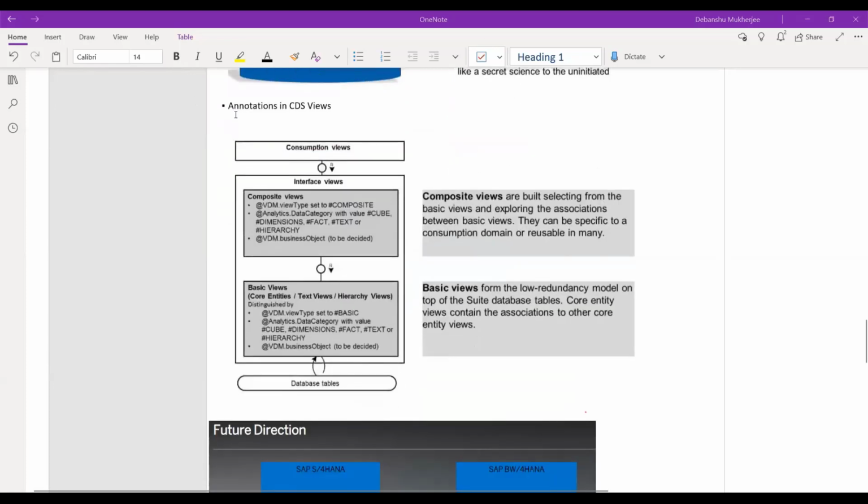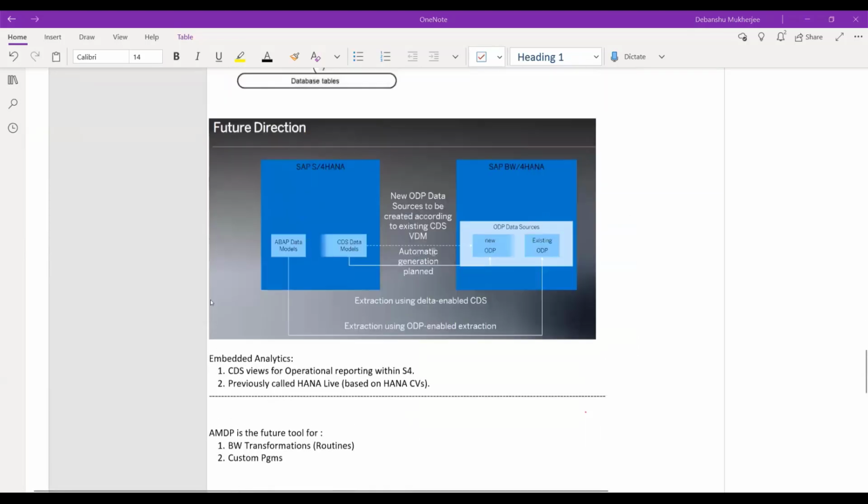There is something called annotations in CDS views, which is used for extraction. So if you want a CDS view to be extracted in BW, you have to include certain mandatory annotations. What is an annotation? What are those mandatory annotations? Don't worry, everything I am going to cover as part of this training when we create CDS views. So this is the future direction from SAP. They are saying that the data sources for ODP will all be based on CDS data models. So ABAP data models, existing ODP, new data models will be based on new CDS views, and there'll be an automatic generation planned, meaning the moment you activate a CDS view, it will also generate a data source. So that kind of automatic generation is also planned for upcoming releases.